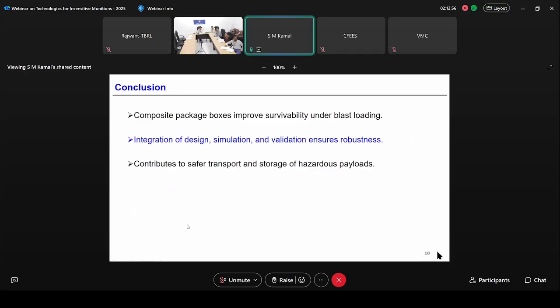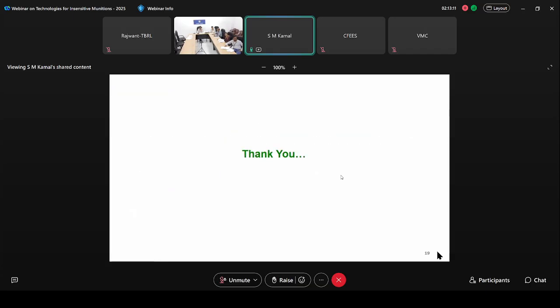Coming to the conclusion, the composite package boxes offer a transformative solution for survivability under blast loading. Our integrated design approach will ensure robustness and reliability, and ultimately it will contribute to safer transport and storage of hazardous materials. With this, I'd like to conclude. Thank you so much for your attention. If you have any questions or suggestions.